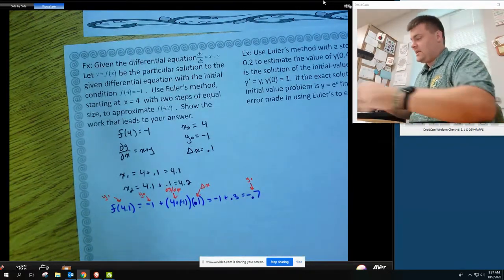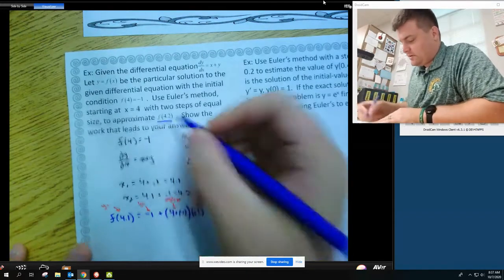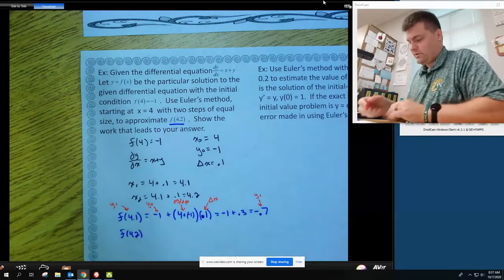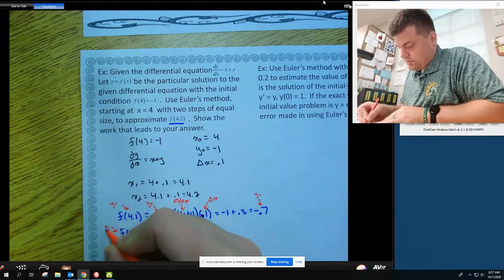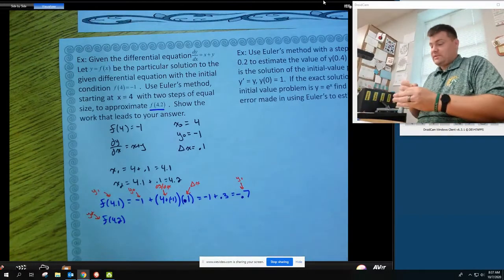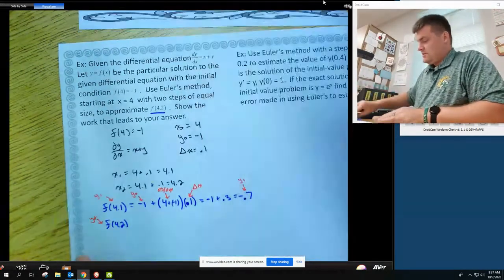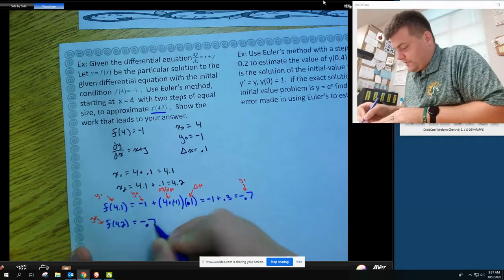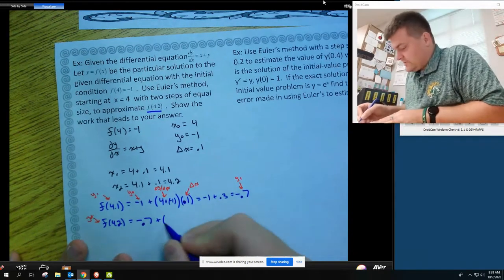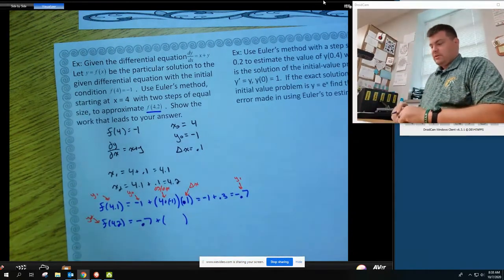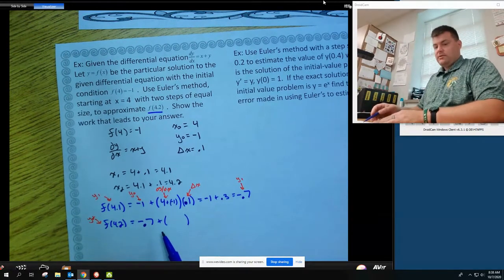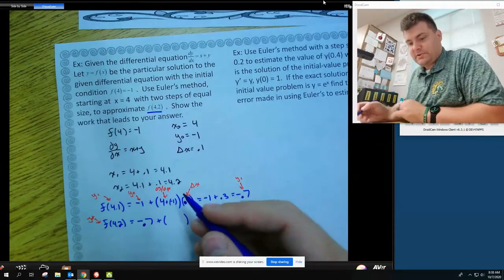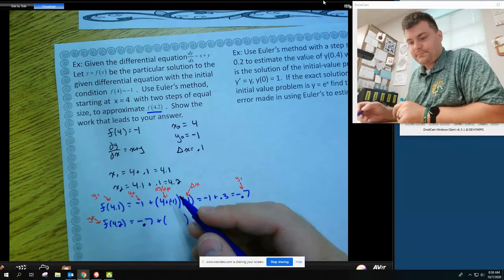So now to find the next one, which is what I'm trying to approximate here, which is going to be y2. I'm just doing 2 steps in this problem because that's all I asked for was 2 steps. I'm going to do the previous. So the previous value was negative 0.7 plus my dy dx. Now I have to use my previous values here. So y1, so it's going to be 4.1.